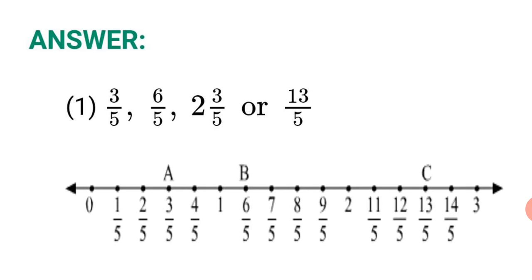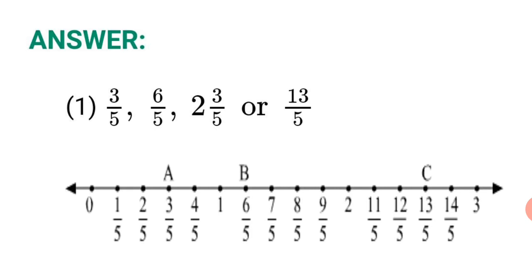Our question is 3 upon 5, 6 upon 5, 2 and 3 upon 5. A mixed number is there. You know how to convert it into an improper fraction. So an improper fraction can be formed: 2 into 5, 10, 10 plus 3, 13, 13 upon 5. So you can represent 2 and 3 upon 5 on the number line as 13 upon 5. So you have to first draw a number line as shown below.